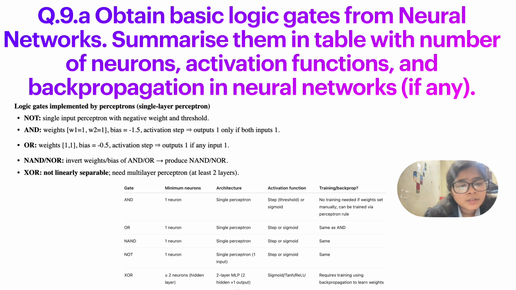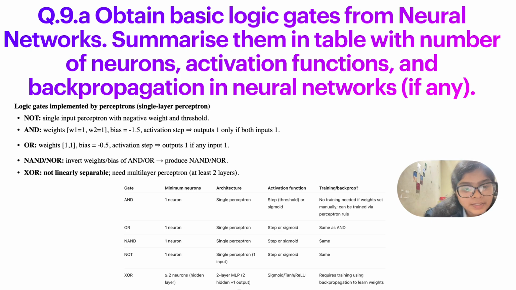In the OR gate, the weights are 1 and 1, the bias is minus 0.5, and in the activation step the output is 1 if any input is 1. That's what happens in the OR gate. NAND or NOR: in this, it inverts the weight and bias of AND or OR. So if it is NAND, then it inverts the weight and bias of AND, and if it is NOR, then it inverts the weight and bias of OR, and it produces NAND and NOR.